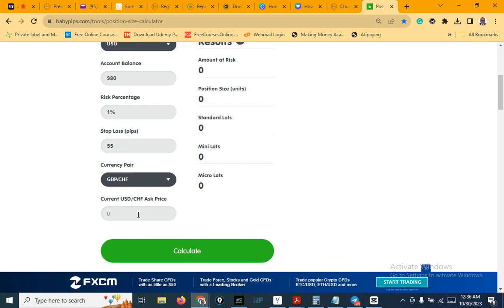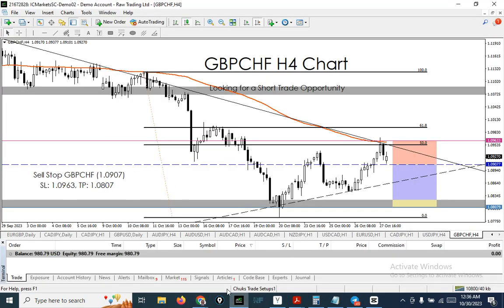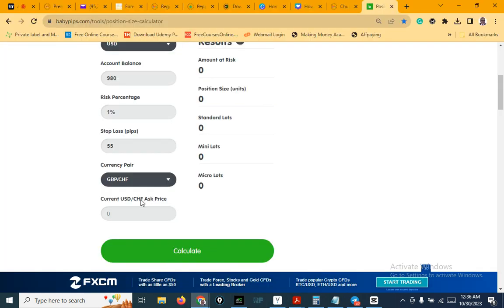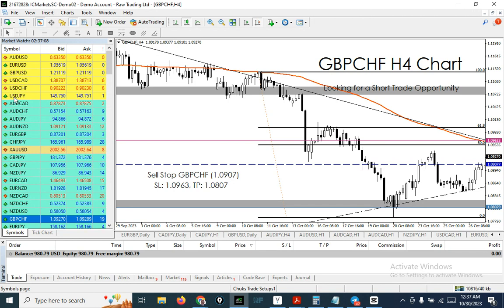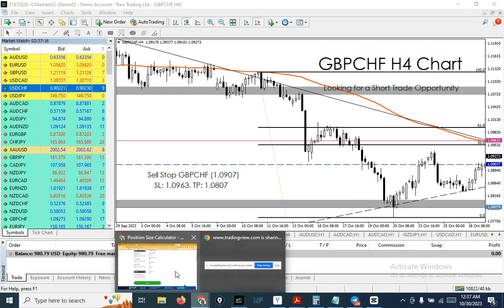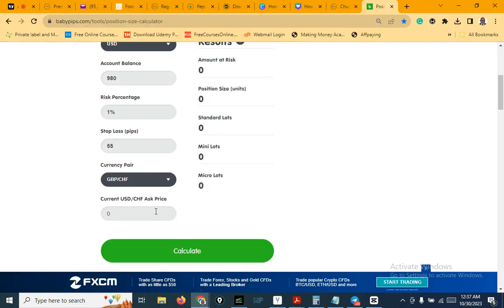To determine this, you come to MetaTrader 4, to your market watch. They're asking us for the USD CHF ask price. This is the ask price. The ask price is 0.9023. So you put it here and say calculate. This is your lot size for this trade, 0.016.